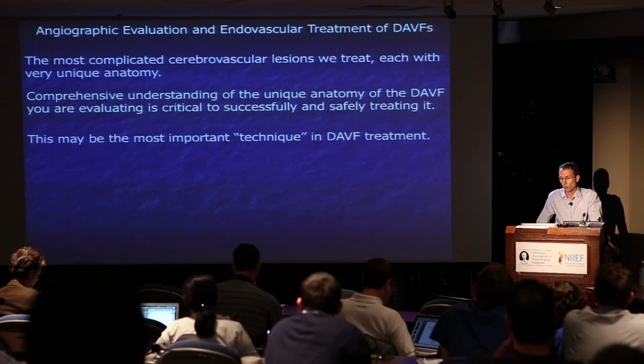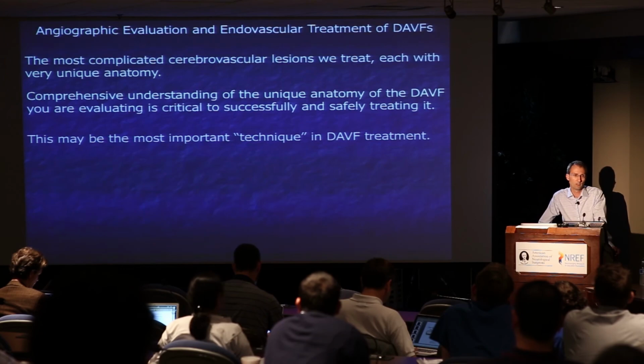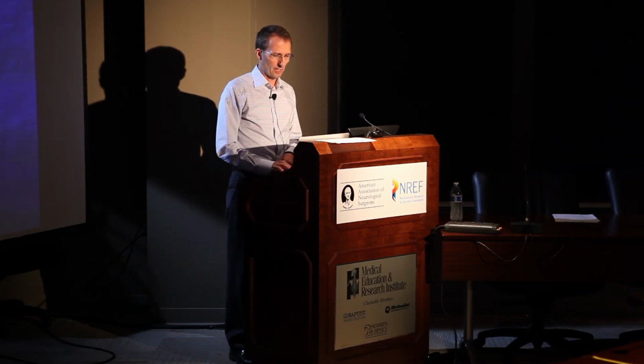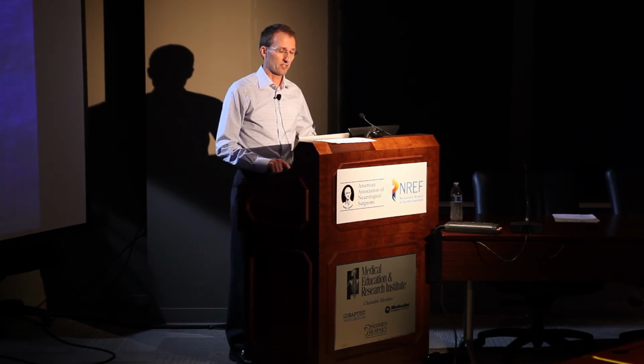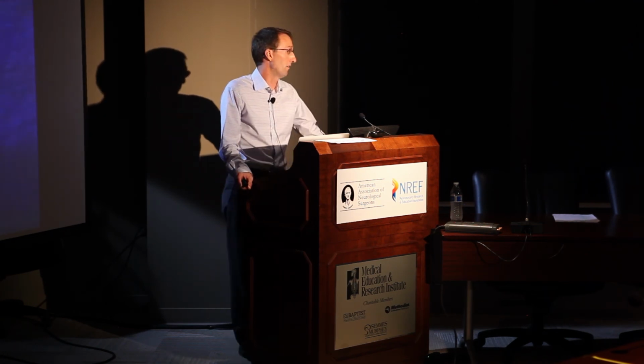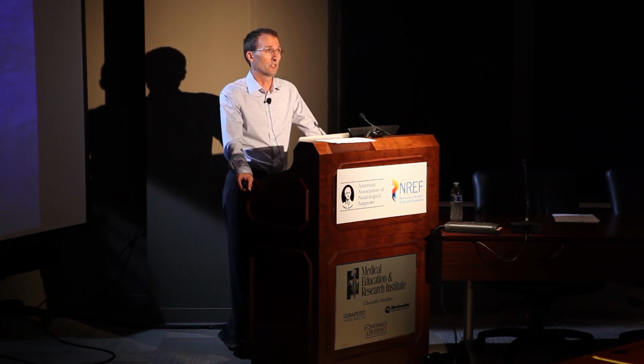So when I think of the techniques that I use to treat a dural fistula, this understanding of the anatomy may be the most important technique. And yes, we're going to talk about coiling dural fistulas, treating them with liquid embolic agents, and the techniques that I use for that. But I'm going to spend a lot of time on how I know what the anatomy is, and how that informs what I think the risk of not treating is, and the risk of various approaches.